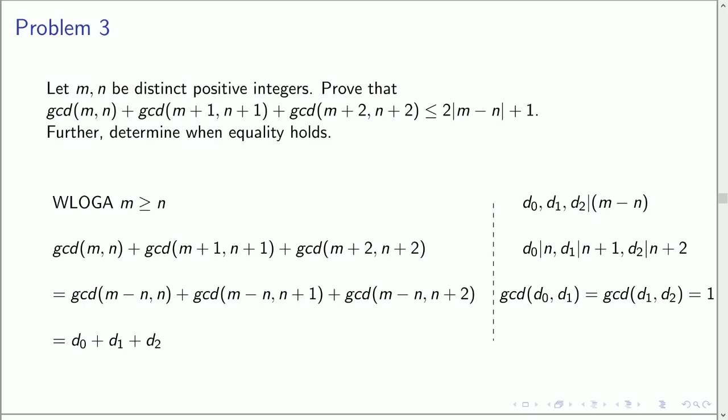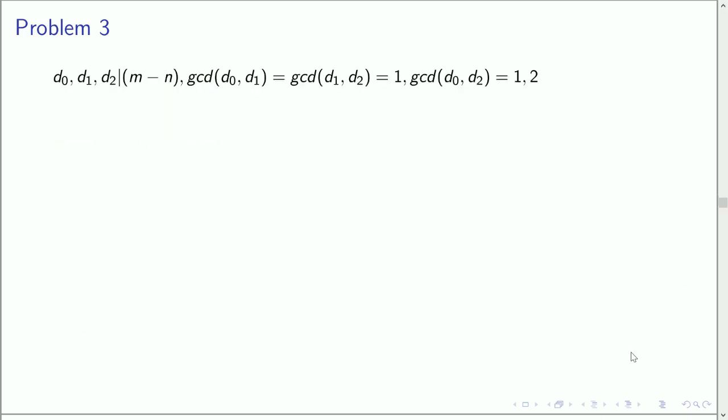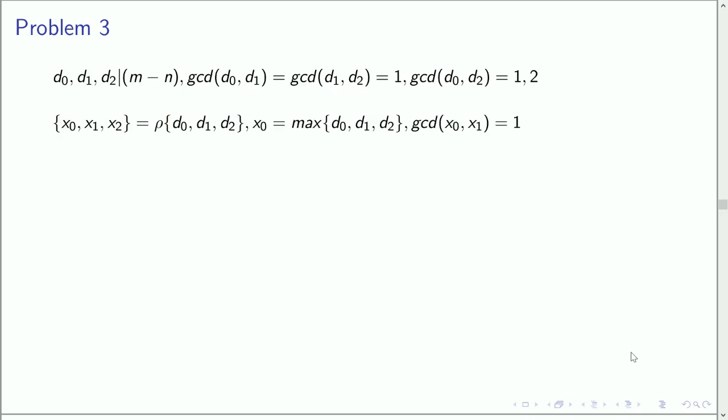And what can you say about the GCD of D0 and D2? The difference of n plus 2 and n is 2. So the GCD of D0 and D2 will divide 2. That means the GCD of D0 and D2 can be 1 or 2. Okay. So this is what we have. And now basically, it's some algebra.